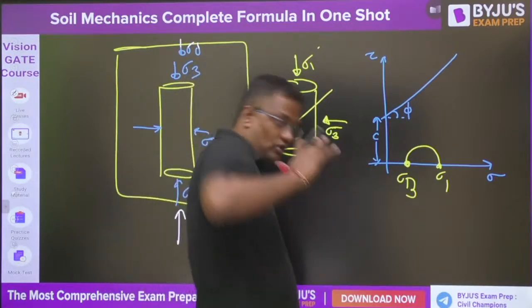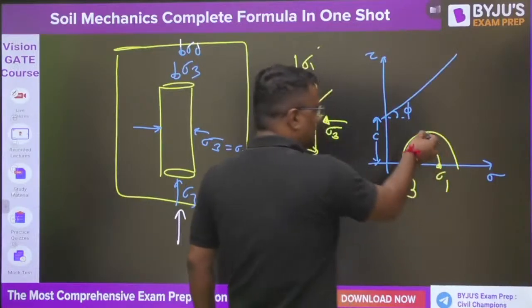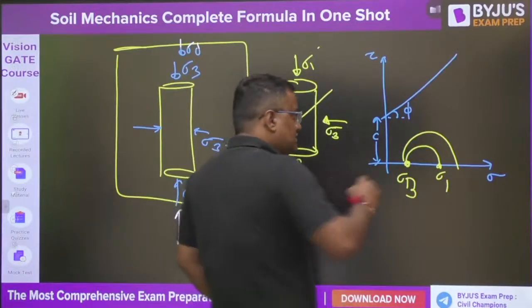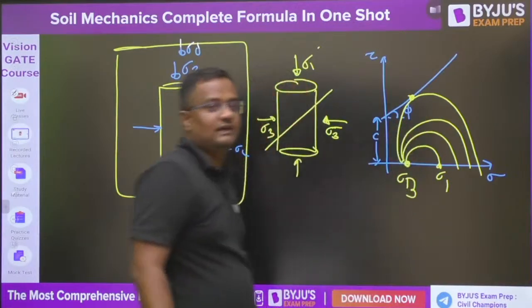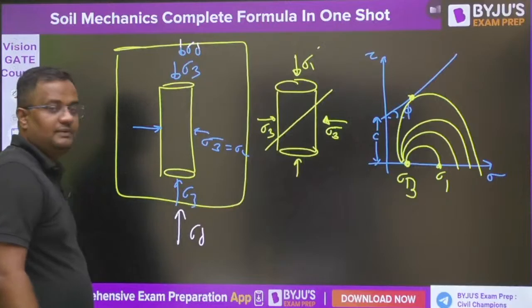If I apply more sigma d, like this, again there is no failure because the stress is less and the strength is more. More sigma d, no failure. At one time when strength and stress are the same, there will be a failure.